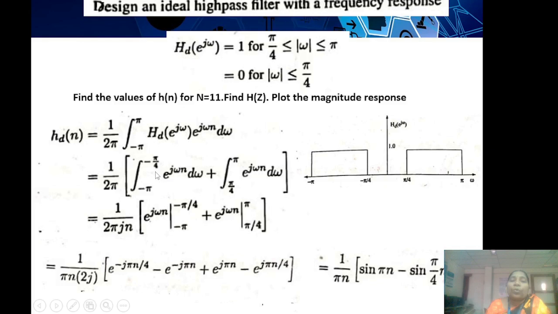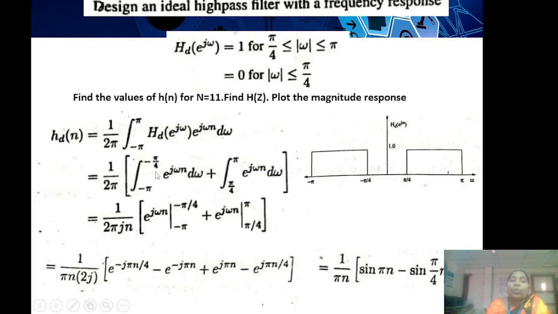So you will be getting the value as, for h of 2, minus 0.159; h of 3, minus 0.075; h of 4 is 0; the value of h of 5 is 0.045. So after finding out these impulse response values, h of 1 to 5, 0 to h of 5, your next step is you have to find out the transfer function of the filter.